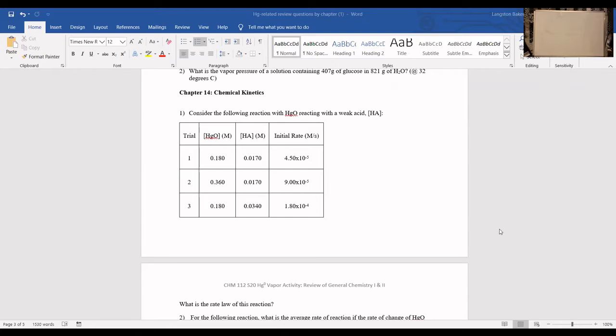Okay, I'm going to write the table over here. So we've got 1, 2, 3. We've got our mercury oxide, we've got the rate, or initial rate. I'm just going to put rate because I'm lazy. We've got 0.180, 0.180, 0.0170, 0.0170, and then 0.0340. We've got 4.50 times 10 to the negative 5, 9.00 times 10 to the negative 5. My 4s and 9s look the same. Okay. 1.80 times 10 to the negative 4.